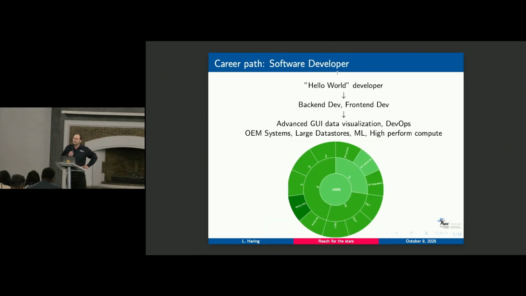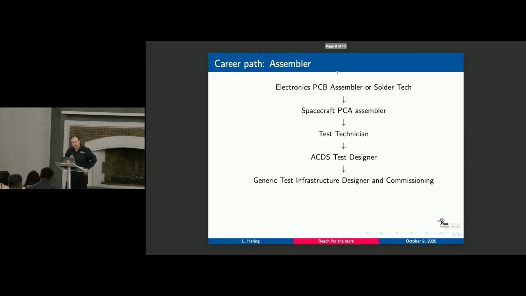Another one is software dev. Python, obviously, but you don't have to. You start out as a Hello World dev, think you know everything. Then you decide if you're back-end or front-end. And from there, we can move on to advanced GUIs. We've got some people here. What you see there is a visualization of all the components on one antenna. And DevOps, ML, high-performance compute, you have heard all of this. I'm not going to go into that.